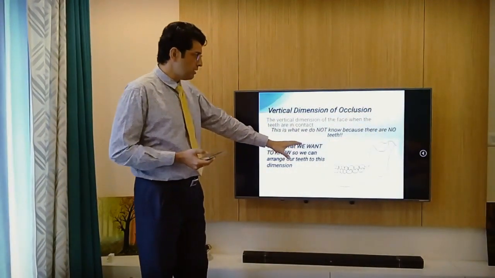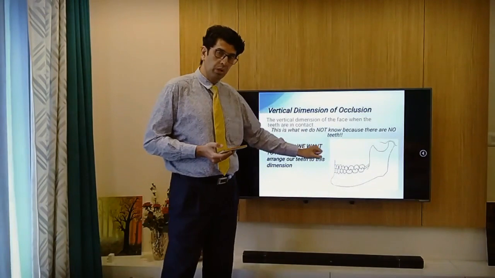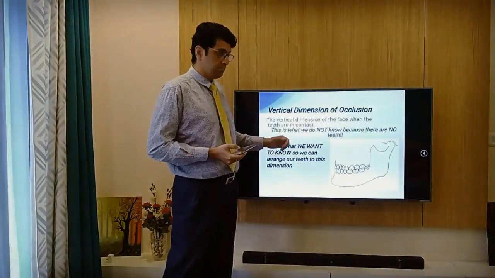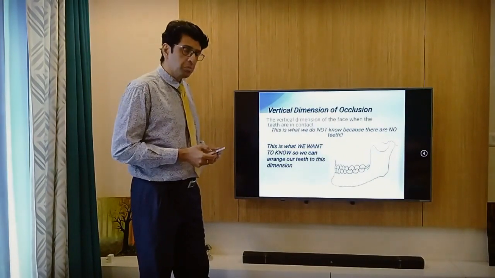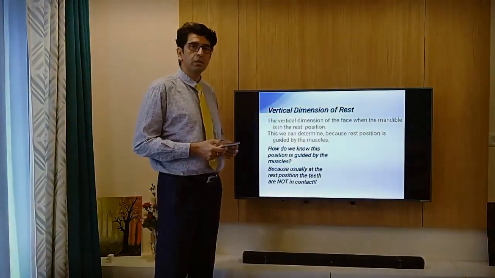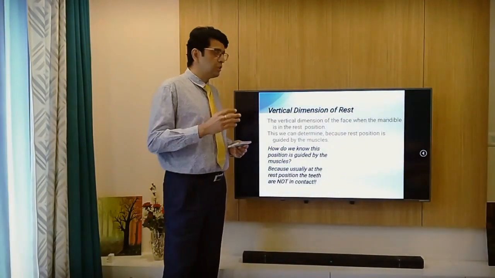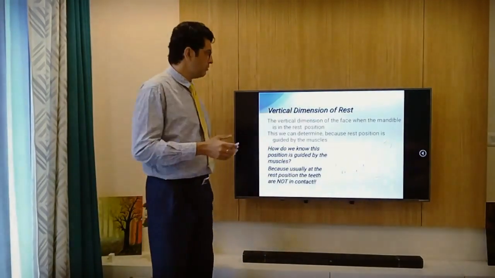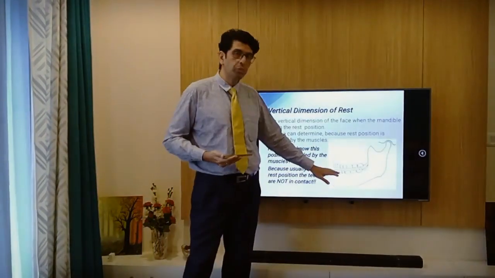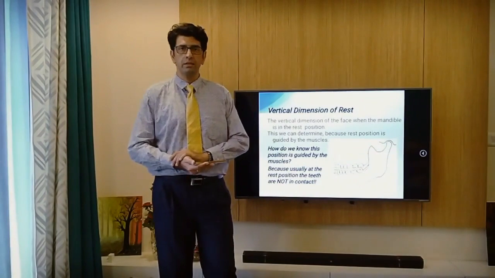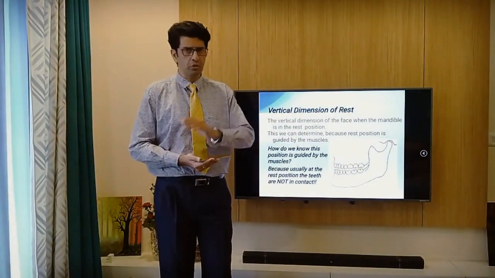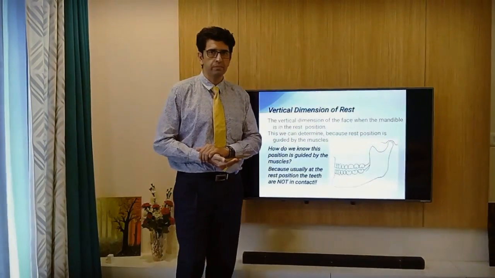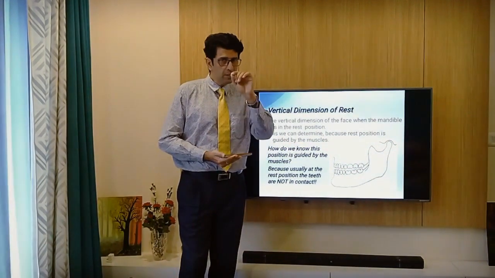So as we know, when the teeth are clenched, we have the vertical dimension of occlusion, and it will be easy, but since there are no teeth here, we are stuck, right? But we do know that when any dentulous patient sits normally, there is a little space between the teeth when the patient is resting, when he's not clenching. You can check it out for yourself right away, right? So there's a little space.